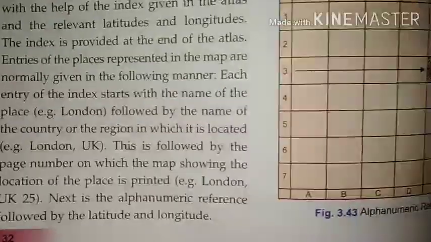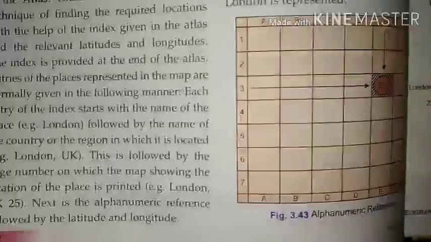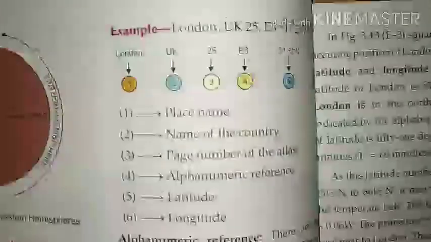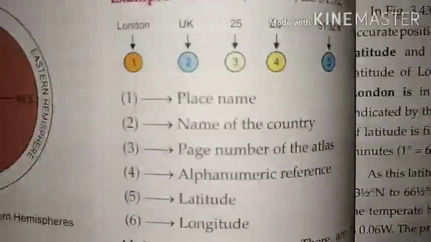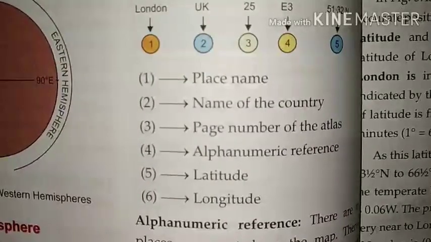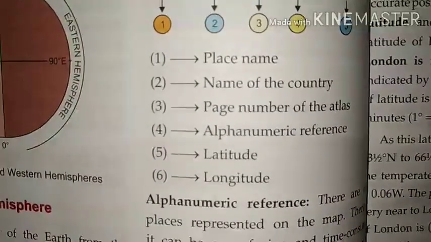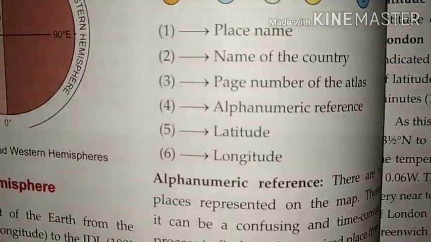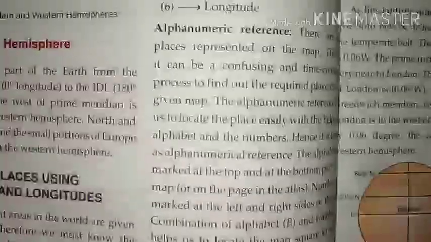Next, the alphanumeric reference followed by the latitude and longitude. So here you can see first the place name, second the name of the country, third the page number of the atlas, fourth the alphanumeric reference, then latitude and then longitude. So this is how a place is located. Now, how we can find out the location of a given place.